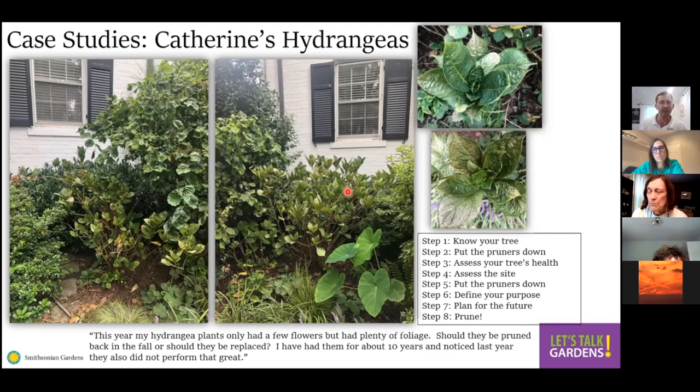Or one really last case scenario would be if you've got a really healthy shrub, but it's just not performing the way you want it to, you can just mow it down to about 6 inches and then manage the stems that regrow. Of course, they won't bloom that first year, but as you look toward the future, you'll get some blooms that second year.